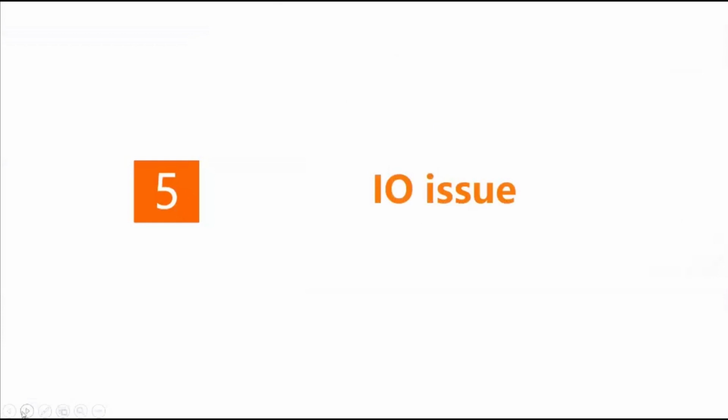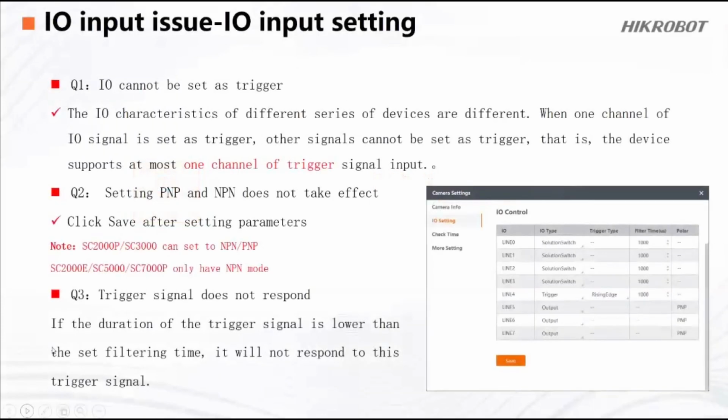The fifth one is the hardware, which is the I/O issue. Firstly, we will introduce the input setting. For question one, we only allow one line to serve as the trigger. We cannot use multiple lines to behave like the trigger. So when you choose line 4 as the trigger, then line 0 to line 3 cannot be the trigger anymore.